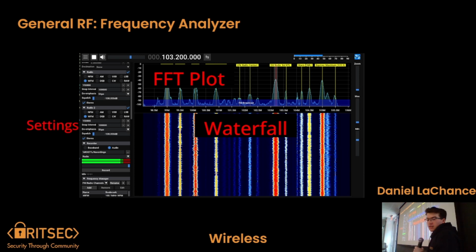And then on the side, all of your settings. And yeah, you can do a ton of stuff. You can turn up the gain. You can set squelch so that you don't listen to the static, because who wants to hear the static? You only hear a signal when it reaches a certain threshold. And you can also take recordings. You can save frequencies for later, that kind of thing.